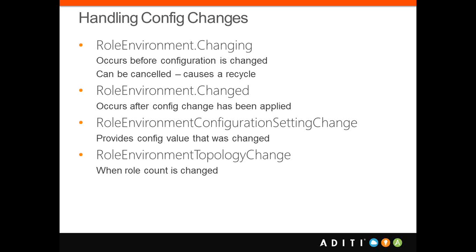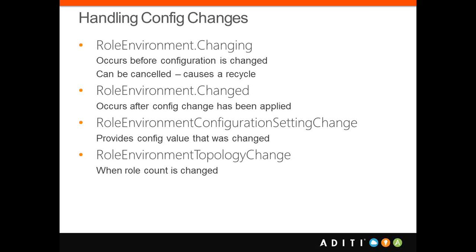So RoleEnvironment.Changing occurs before the configuration is changed. So for example, if I have a data connection string which is pointing to my Windows Azure storage, and I want to change it, the moment you change it, Fabric Controller is going to call this event on your role environment called RoleEnvironment.Changing, and that's where you can take care of whether you want to restart that virtual machine, or you are okay with not restarting and just using the new setting in your application. And if you want to recycle that, you can actually set that to cancel equals true, and it will restart that virtual machine and take the next settings once it restarts.